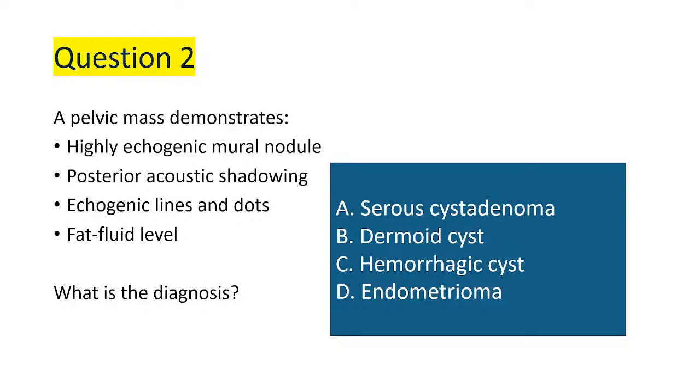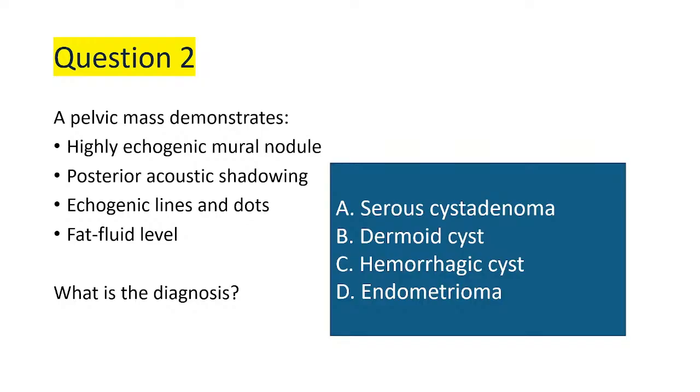Question number 2. A pelvic mass demonstrates highly echogenic mural nodule, posterior acoustic shadowing, echogenic lines and dots, fat fluid levels. What is the diagnosis? A, serous cystadenoma. B, dermoid cyst. C, hemorrhagic cyst. And D, endometrioma. This is a pelvic mass with a highly echogenic mural nodule that portrays posterior acoustic shadows, with echogenic lines and dots and fat fluid levels.